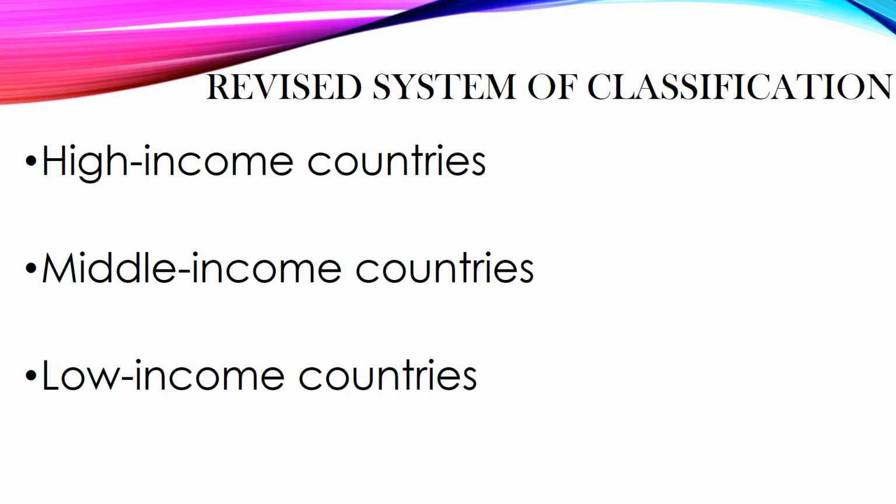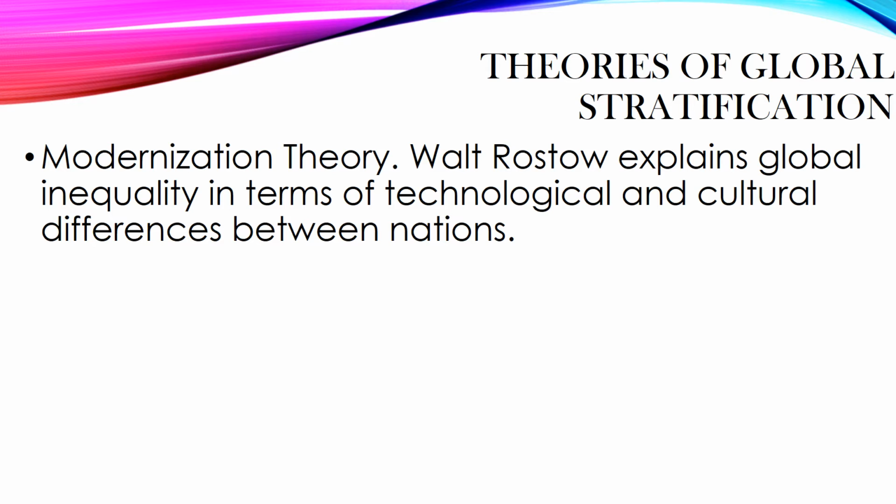Low-income countries, on the other hand, the remaining 53 low-income countries, are those with a per capita GDP less than $2,500 and a low standard of living. Most people in these nations are poor. Now, going back to our question, what causes global inequality?